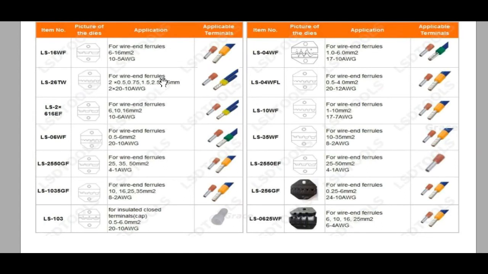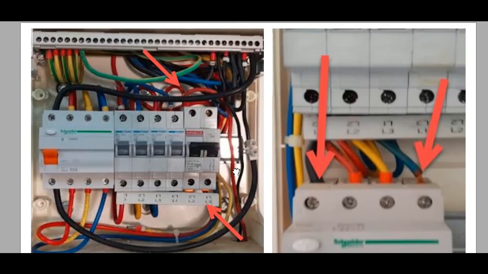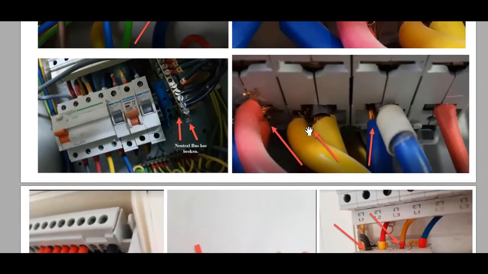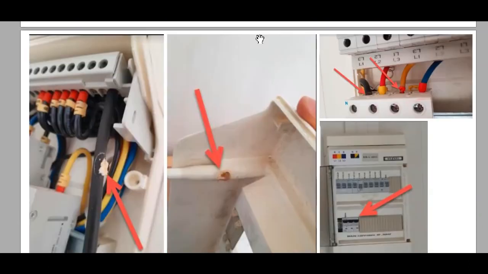This is used also for the wire sizes 2 multiplied by 0.5 or 0.75 or 1.5 or 2.5 and 4 and then 6 millimeters. We can use this one. We have a single and we have a double. Here we have a single, we have a double. So therefore, for example, for these wires, we must use the double ferrules or double bootlace ferrules to install these wires.